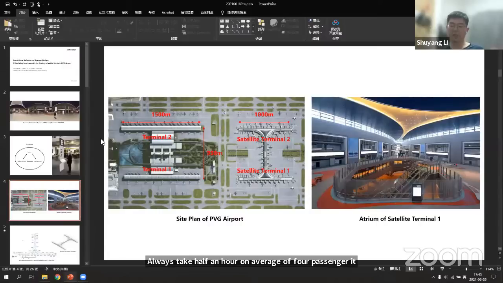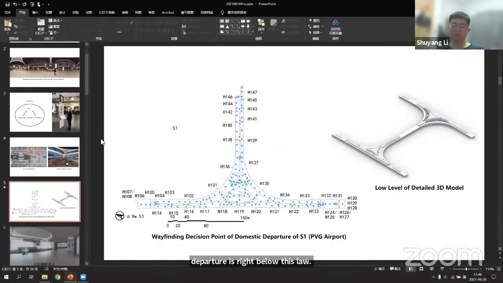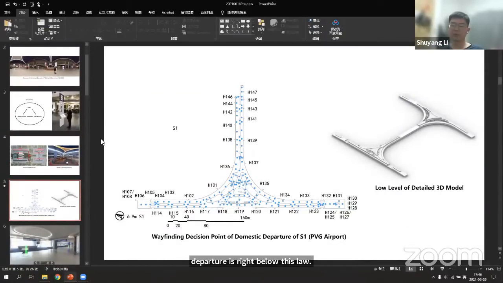These pictures on the right were taken in the international departure, and the domestic departure is right below this floor with a similar layout. And the high-resolution panorama was taken at each wayfinding decision point. The decision point means that passengers need to make a decision to turn left, turn right, or go forward. And we rebuilt a low-detail 3D model of the interior space of the satellite terminal according to the BIM model.